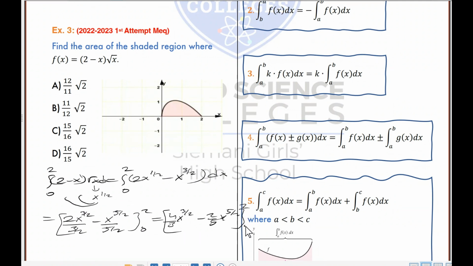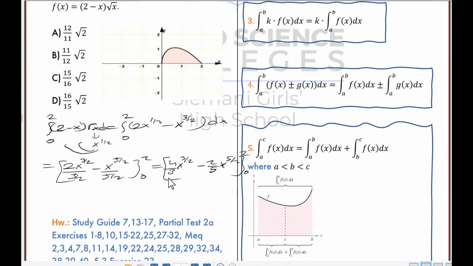From 0 to 2. Now I want to write this as radical: 4 over 3 x root of x minus 2 over 5 x squared root of x. We did this a lot in chapter 3 section 2, so I am skipping these steps explaining things. You know how to write them. I think you have to know them by heart.